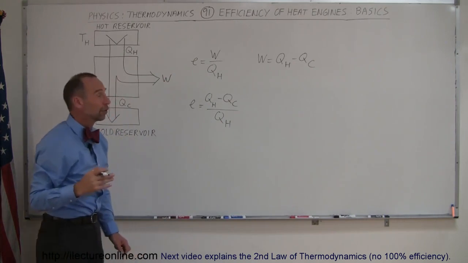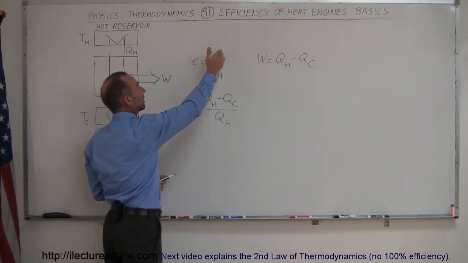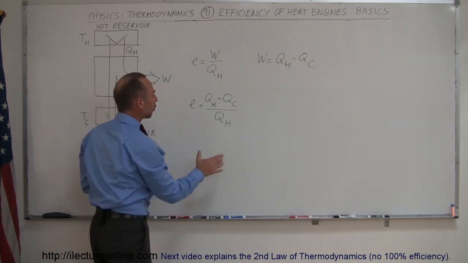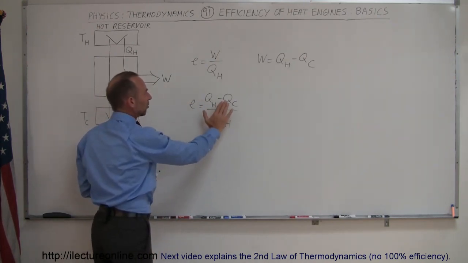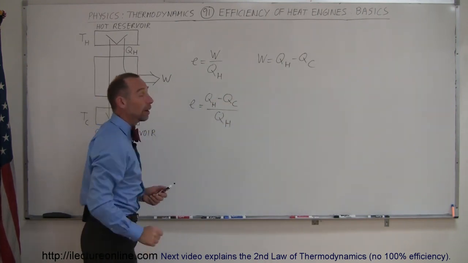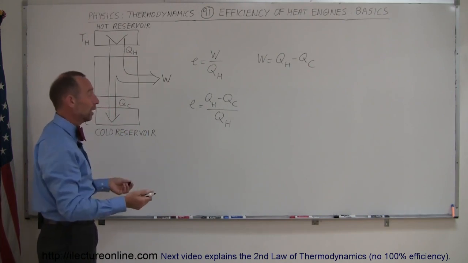And of course, again, if you look at it, there's two ways actually to look at it. Either you want your work to be as much as possible as a ratio of how much heat you had available, or simply the difference. You want to expel as little heat to the cold reservoir as possible to make this quantity as big as possible. And of course, you can realize that efficiency can never be greater than 1.